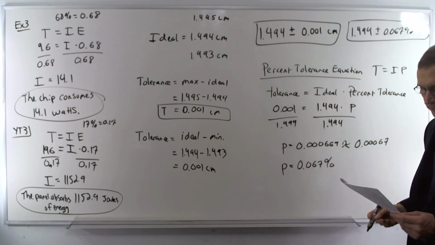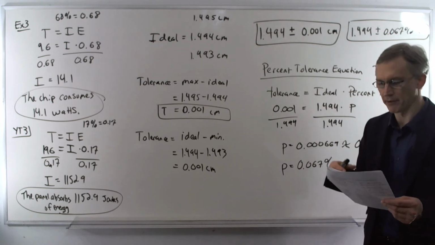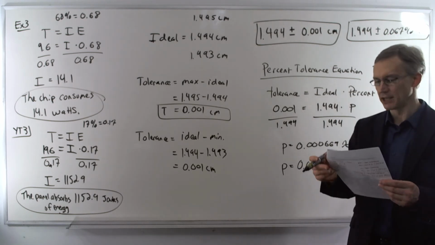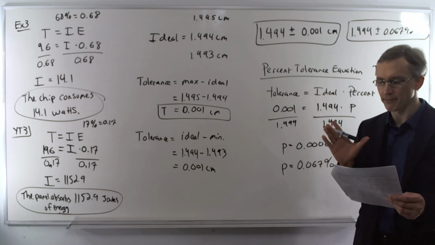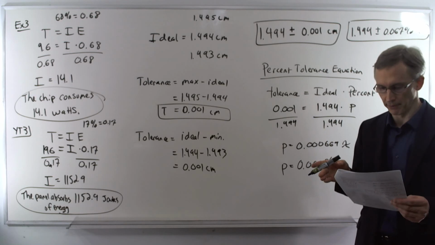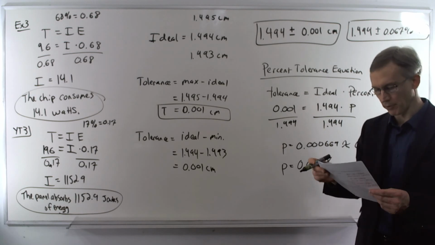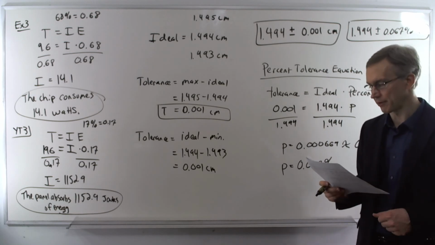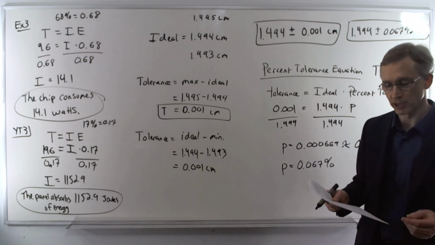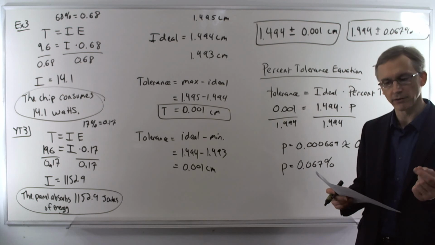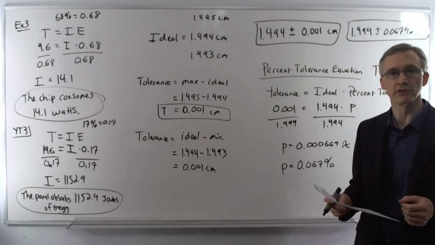Your turn number 4. Police officers have a certain amount of tolerance for motorists exceeding the speed limit. In general, drivers are not stopped for driving within 5 miles per hour of the posted speed limit. If the speed limit on a road is 45, the driver will not be stopped for driving between 40 and 50. Express this tolerance as a percentage. So make sure you can identify the ideal value, the tolerance, and then use the TIP equation.